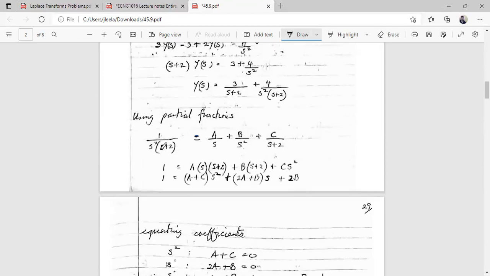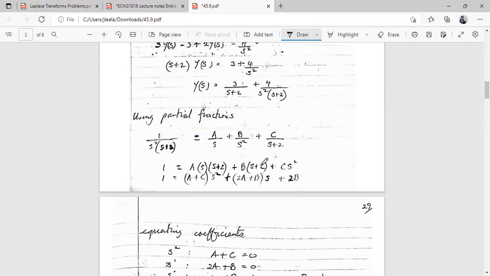So I'm taking the partial fraction as 1 over s squared into (s plus 2). Remember, I had to factor out the 4, and I have to multiply each term by 4 afterwards. So the breakdown for this will be A over s plus B over s squared plus C over s plus 2. And multiplying throughout by s squared into (s plus 2) will give me A times s into (s plus 2) plus B times (s plus 2).